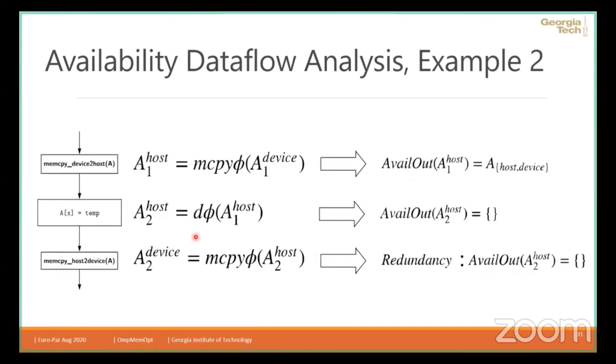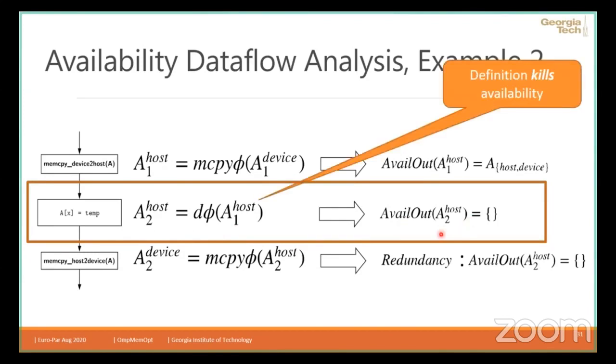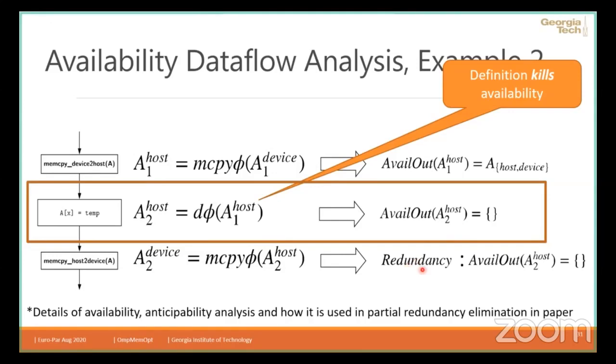Let's look at another example and see what happens when we replace the array use by an array definition. The array definition would kill the availability of the array, and hence the array copy is no longer available after this definition. If the array copy is no longer available, then this memory copy is no longer redundant. The details of our availability and anticipability analysis are in the paper, and we show how we use the availability and the anticipability analysis to do partial redundancy elimination of the memory copies.